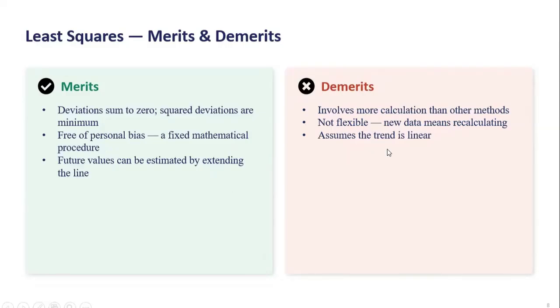Disadvantages are it involves more calculation than the other methods. It is not flexible. Adding new data means recalculating everything. It assumes the trend is a straight line, which may not always be true. Even so, because of its accuracy, this method is used most often in practice.